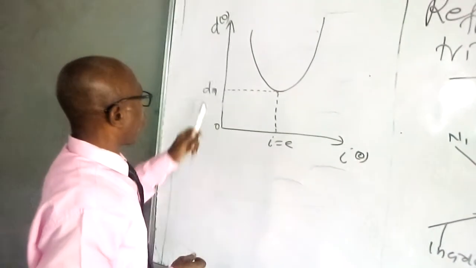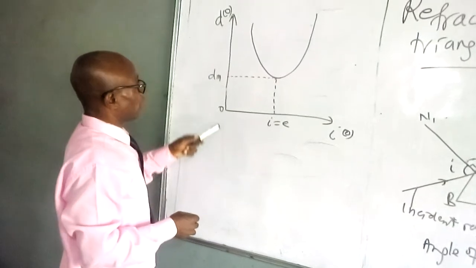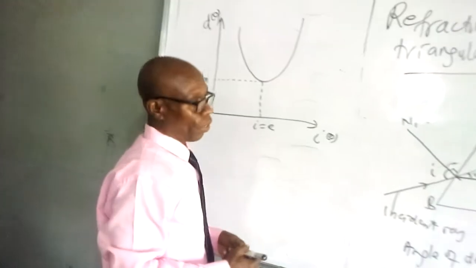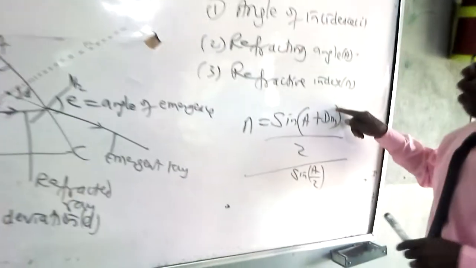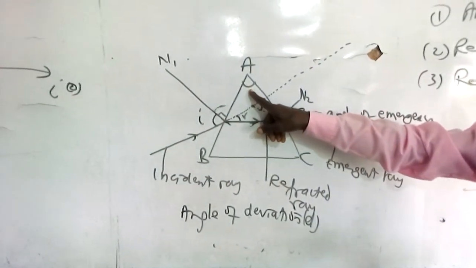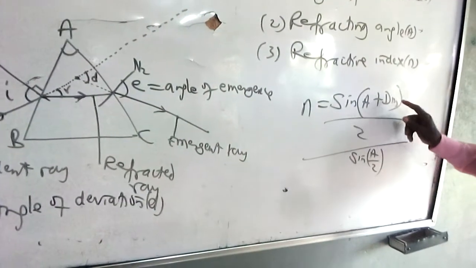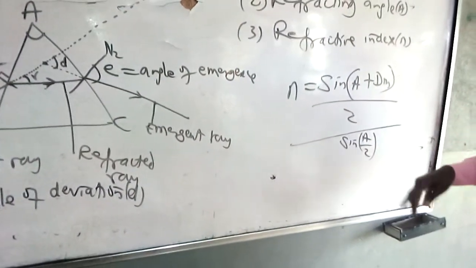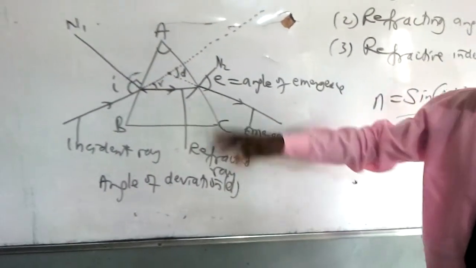And so when we get that value, assuming dm is 30 degrees, we substitute 30 here, and since A is 60, the refracting angle, if it is an equilateral triangular glass prism, 60 here and dm here, we solve it. Whatever value we have gives us the refractive index of this glass.